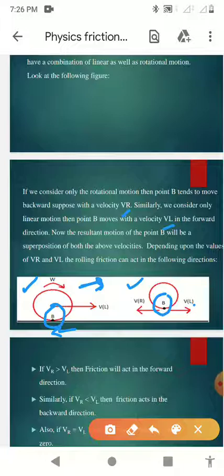Okay, now if I want to calculate the resultant motion of the point B. See, in the first case, when we consider the rotational motion, the point B tends to move in the backward direction with a velocity Vr, and when we discuss the linear motion, the point B moves in the forward direction with a velocity VL. And the resultant motion will be the superposition of both the velocities, Vr and VL, isn't it? Now, depending upon the values of Vr and VL, the rolling friction can act in the following direction. It all depends on the values of Vr and VL.